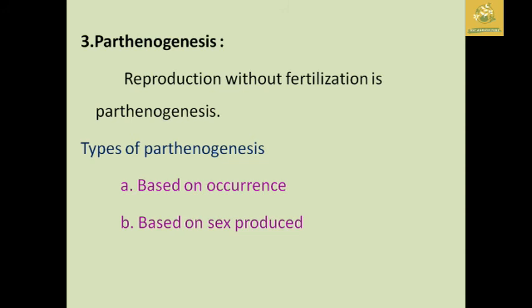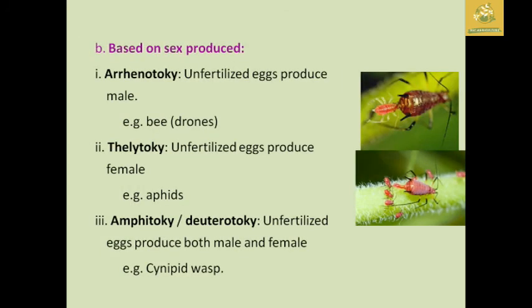There are different types of parthenogenesis based on occurrence as well as the sex produced in the insects. Based on the sex produced, Arrhenotoky is where the unfertilized eggs produce males, for example the drone bees. Thelytoky is where the unfertilized eggs produce females, for example aphids. And Amphitoky or Deuterotoky is where the unfertilized eggs produce both males as well as females, which is known in the cynipid wasp.